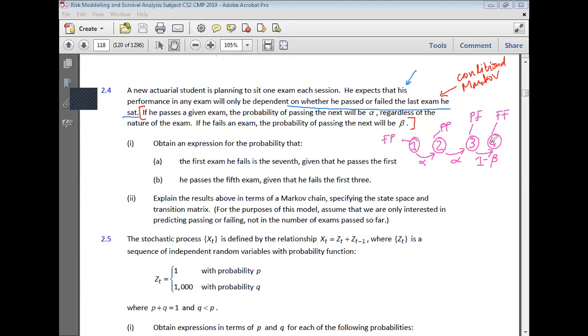So this 1, 2, 3, 4 will be, let's say if I define n, the number of exams passed, right? According to you guys. So if I try to model the number of exams passed, I see that this chain is not clearly Markov, right? So what else can we do now?